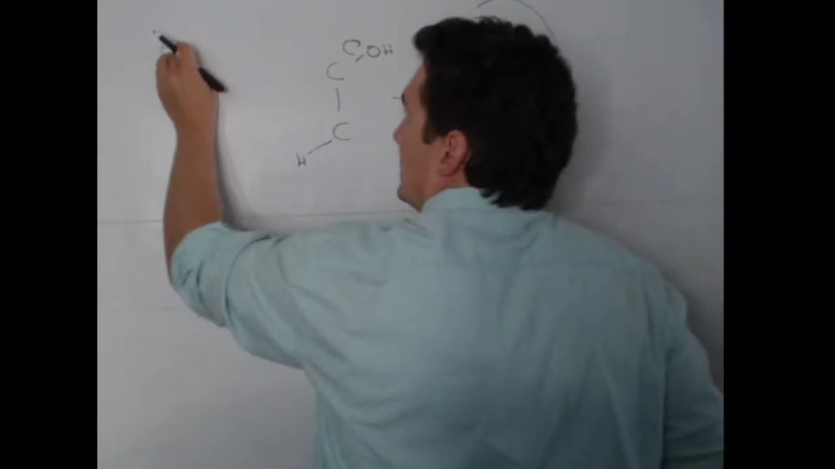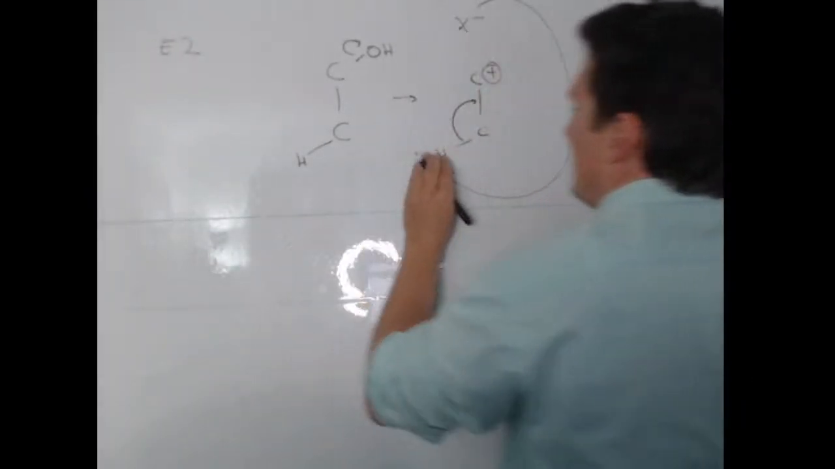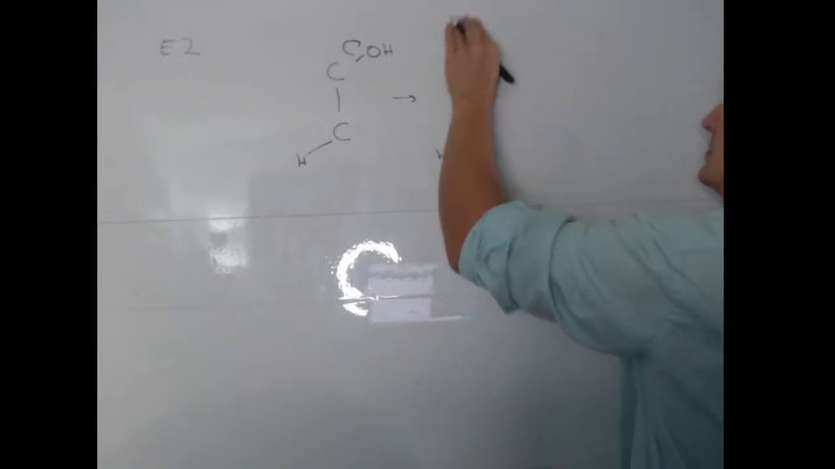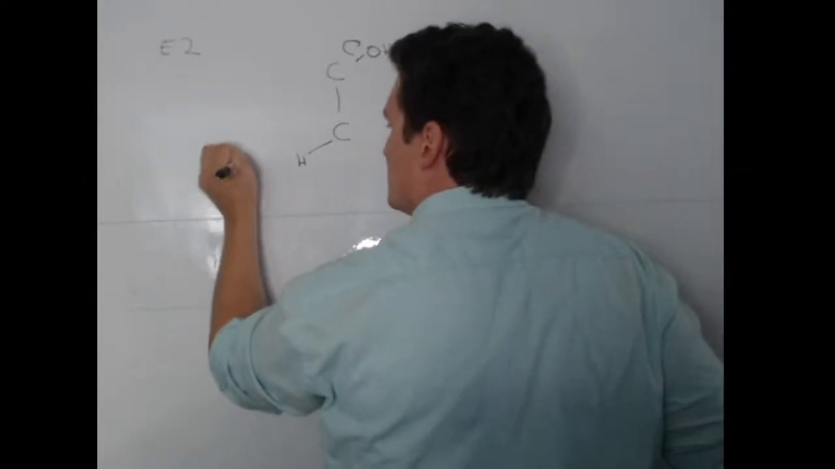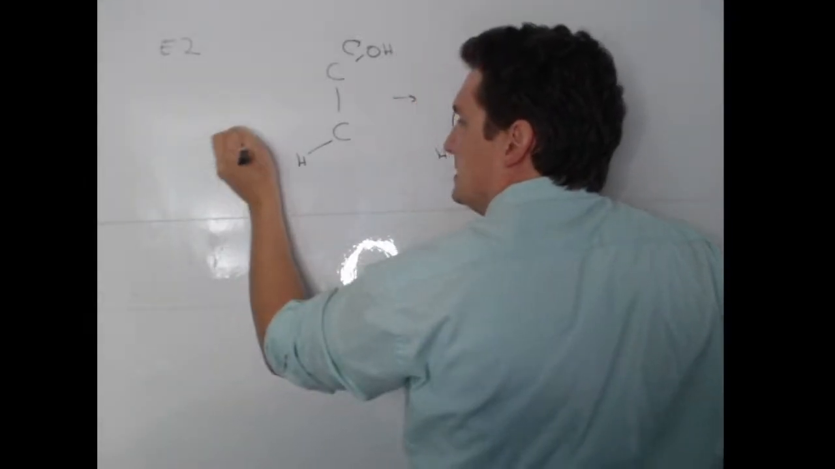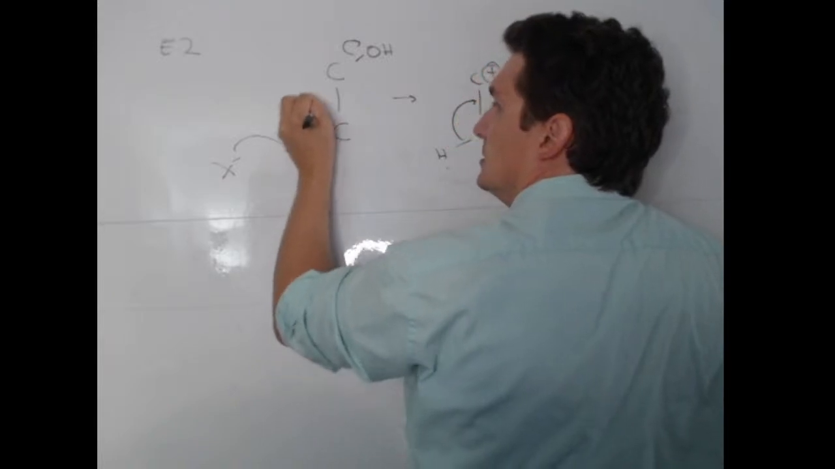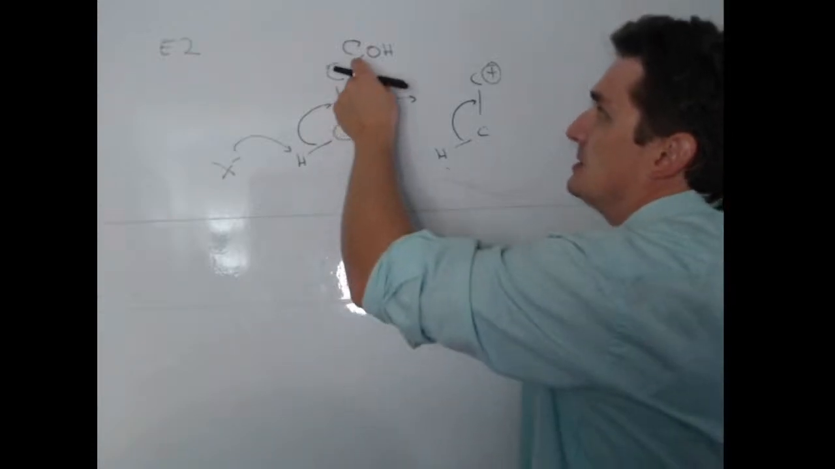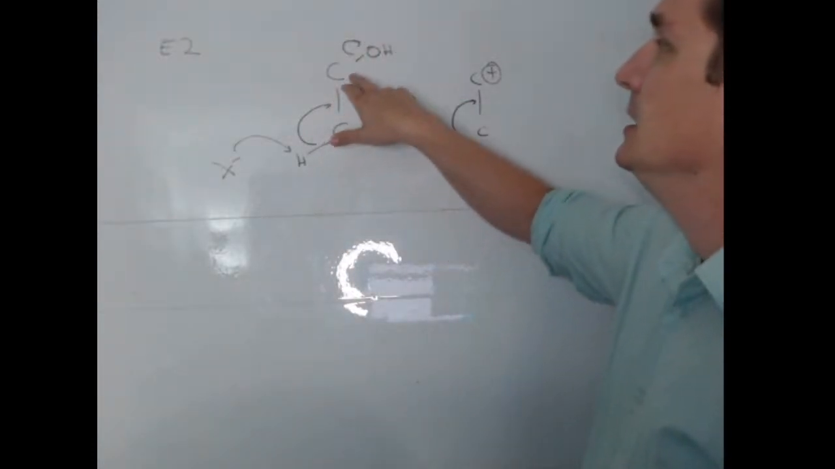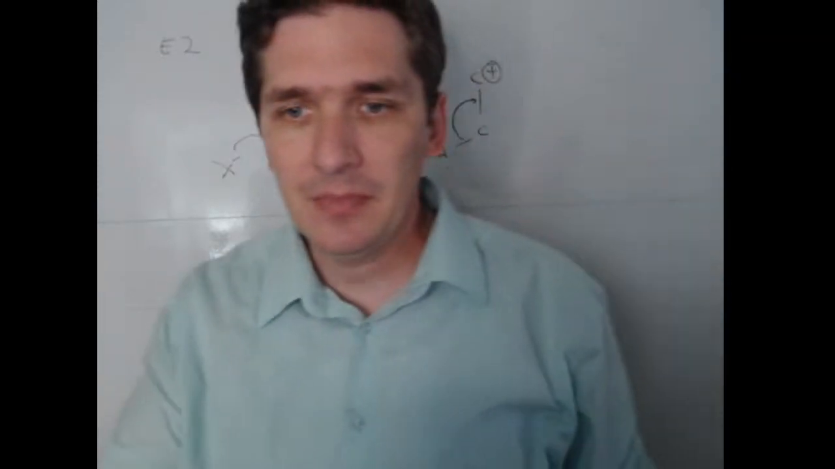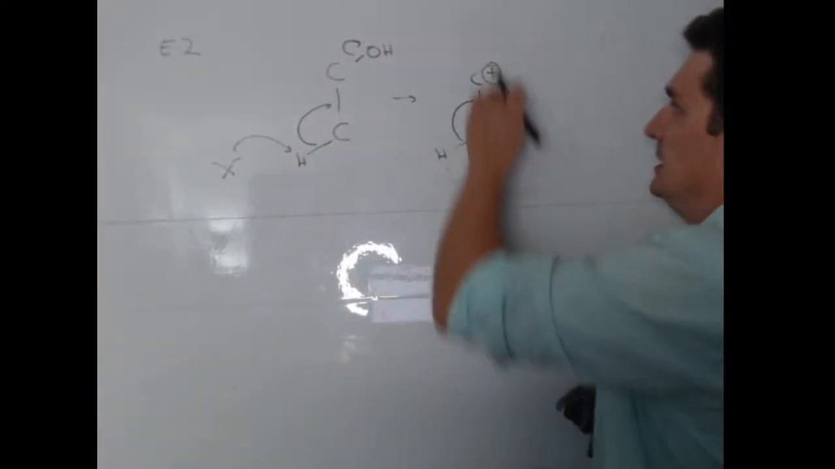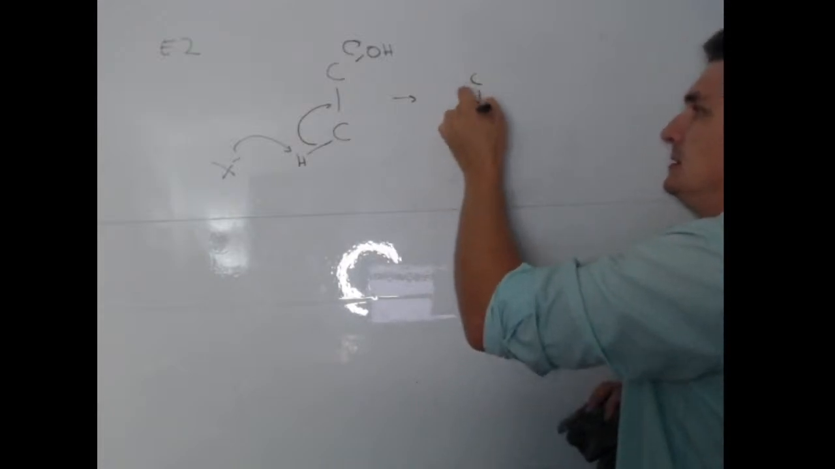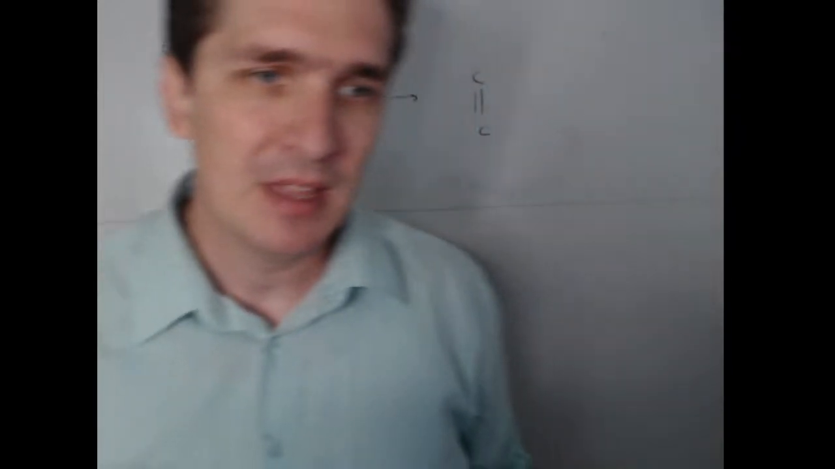The E2 pathway is another concerted pathway. So with your concerted pathways, your strong base takes the hydrogen, the bond between the carbon and the hydrogen breaks, comes down, forms a bond between the carbon and carbon, and this carbon breaks its bond with the OH group, or in this case, our leaving group. And so in a single step, we end up forming this double bond.